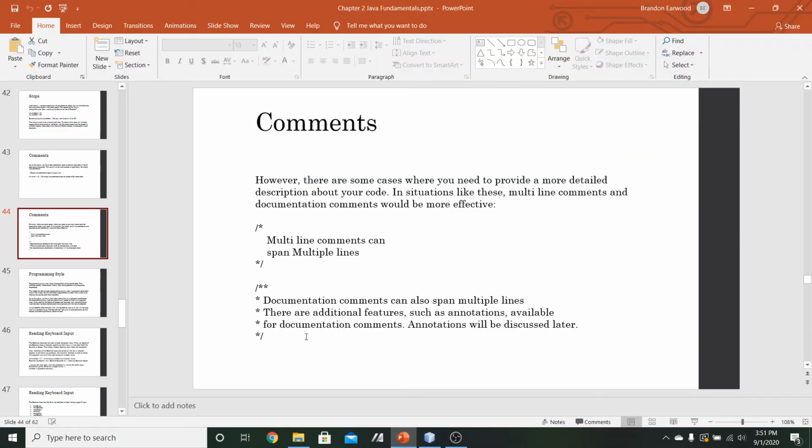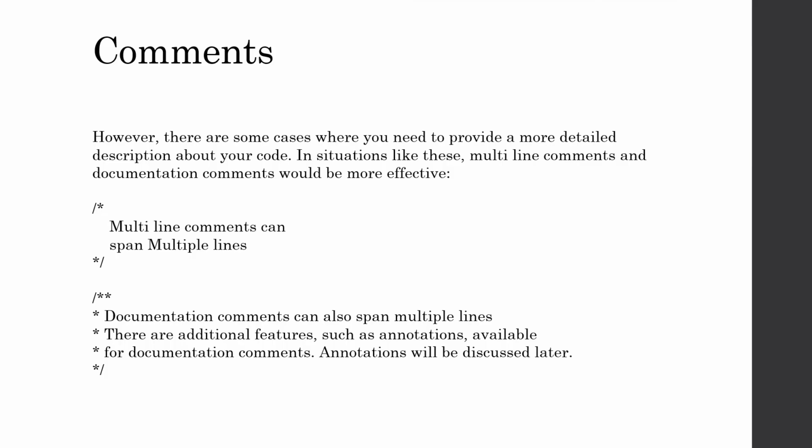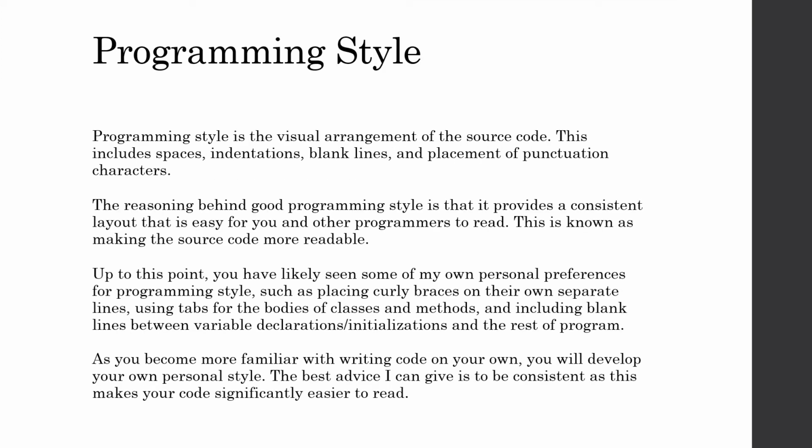So the other thing I want to talk about is going to be programming style. Programming style is going to be the visual arrangement of the source code. So this has nothing to do with how the source code actually runs. It's not going to have anything to do with the functionality, not even necessarily anything to do with the efficiency. It's just going to be about things like the spaces, the indentations, blank lines, or maybe the placement of certain punctuation characters. So the reasoning behind good programming style is that you're trying to provide a consistent layout that is easy for you and other programmers to read.